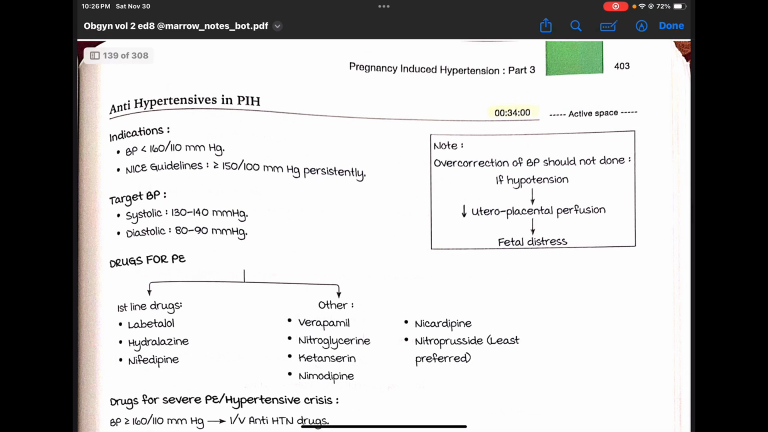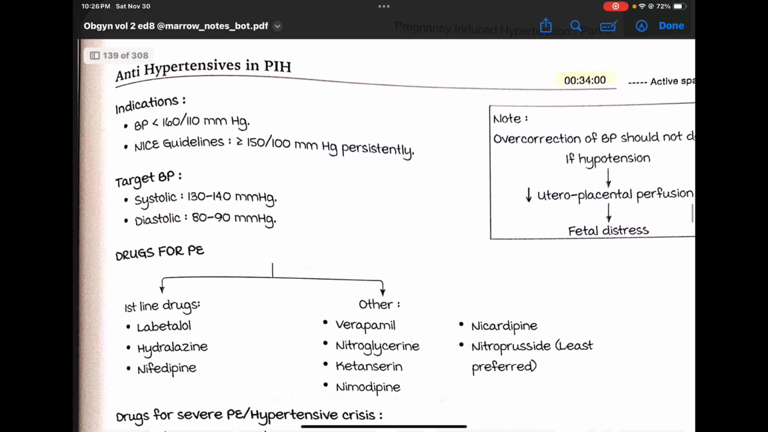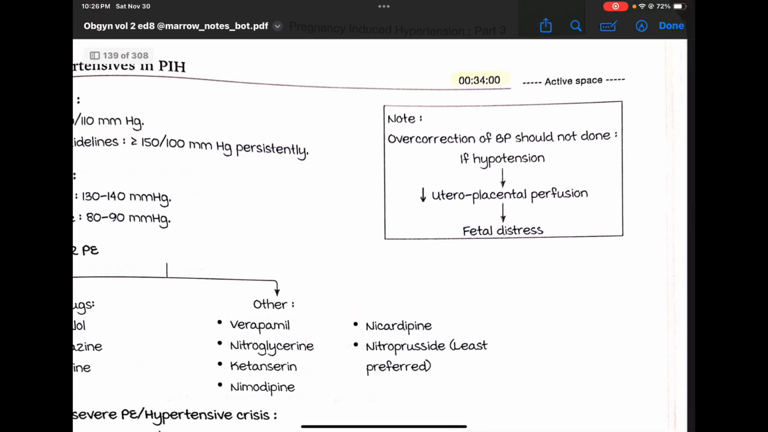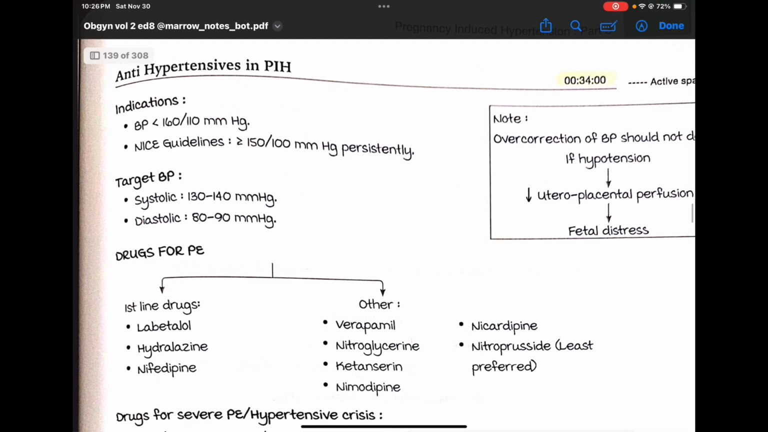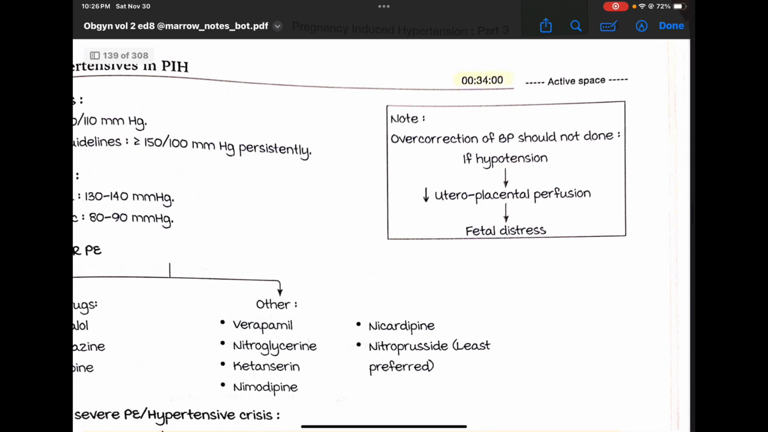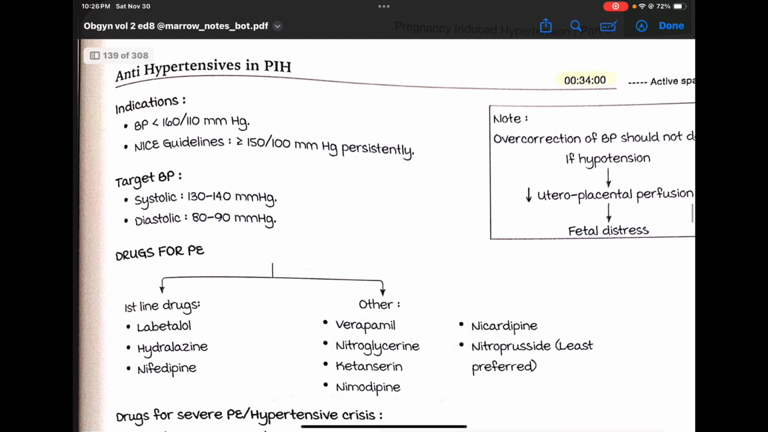Antihypertensives in pregnancy induced hypertension. Indication: blood pressure decreased by less than 160 mmHg. NICE guidelines: more than or equal to 150/100 mmHg persistently. Target blood pressure 130 to 140 and 80 to 90. Note: overcorrection of blood pressure should not be done if hypotension, decreased uteroplacental perfusion, or fetal distress.